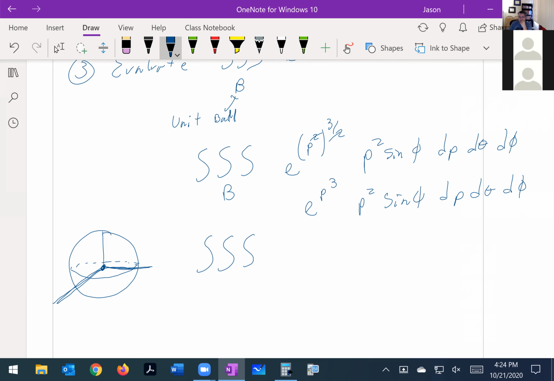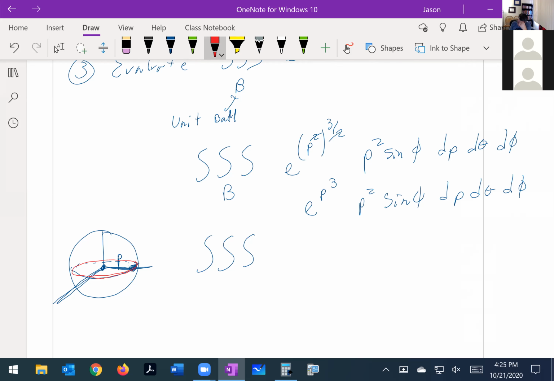Using rho and theta and phi. Well, rho is just going to be the radius, right? I'm just going to go out rho. Theta is going to be all the way around the equator. Does that make sense? Take this point that's out rho on the equator and then go all the way around the equator.